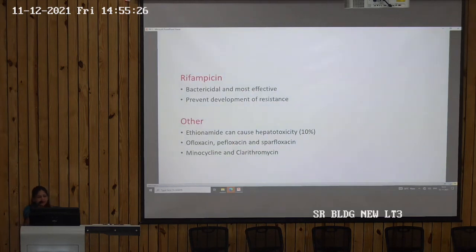Then you have rifampicin, which is bactericidal and the most effective drug. It prevents the development of resistance. So again a combination therapy is given, and you have these other drugs: ethionamide, though effective, is not given because of hepatotoxicity. Ofloxacin, pefloxacin, sparfloxacin, minocycline or clarithromycin are the other drugs.